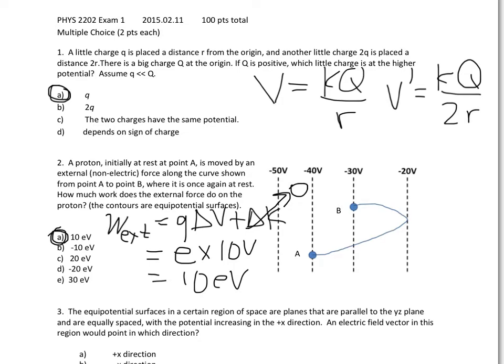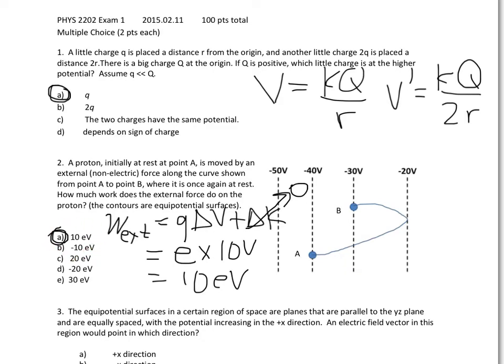Another way to solve the problem is to remember that since the change in kinetic energy is 0, the external work here is going to be proportional to the change in voltage, which is just 10. And since a proton has a charge of E, you know it's going to have a magnitude of 10 electron volts. And so that tells you it's either A or B.